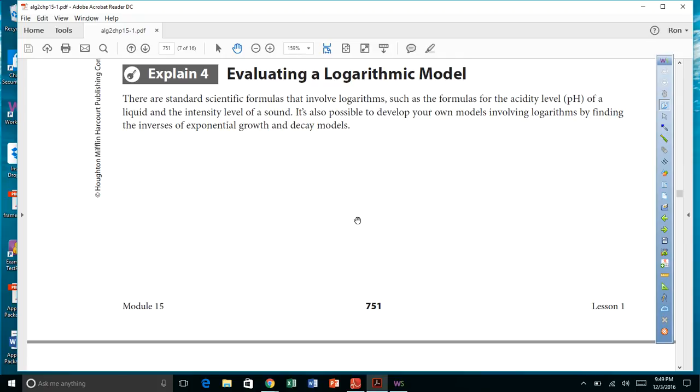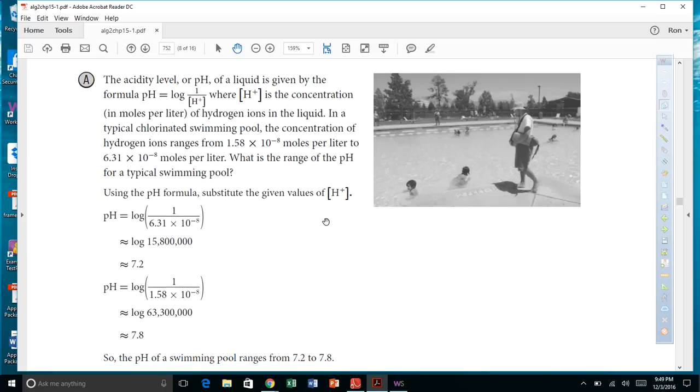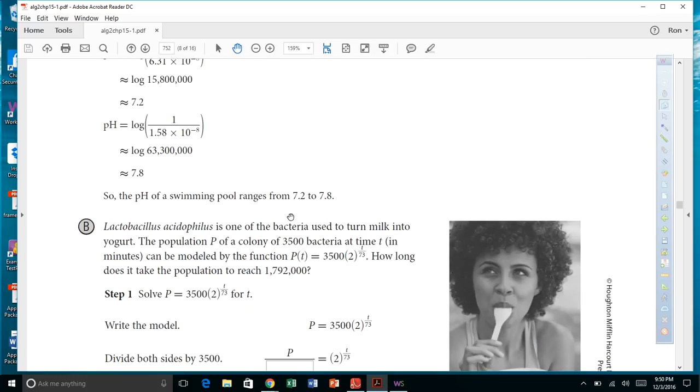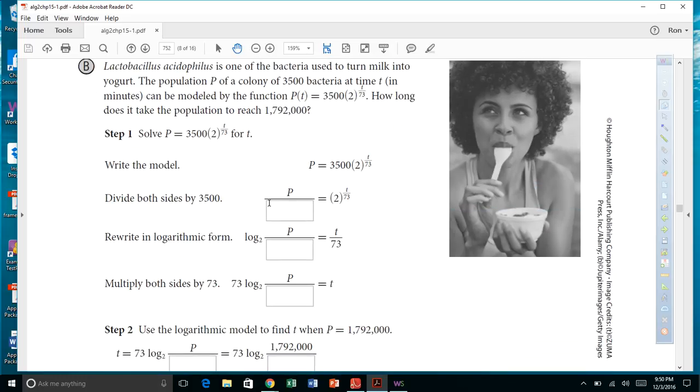Explain 4. Evaluating a logarithmic model. There are standard scientific formulas that involve logarithms, such as the formulas for the acidity level, pH, of a liquid and the intensity level of sound. It's also possible to develop your own models involving logarithms by finding the inverses of exponential growth and decay models. So go ahead and read through 4. And you might use this in chemistry. Hint, hint.